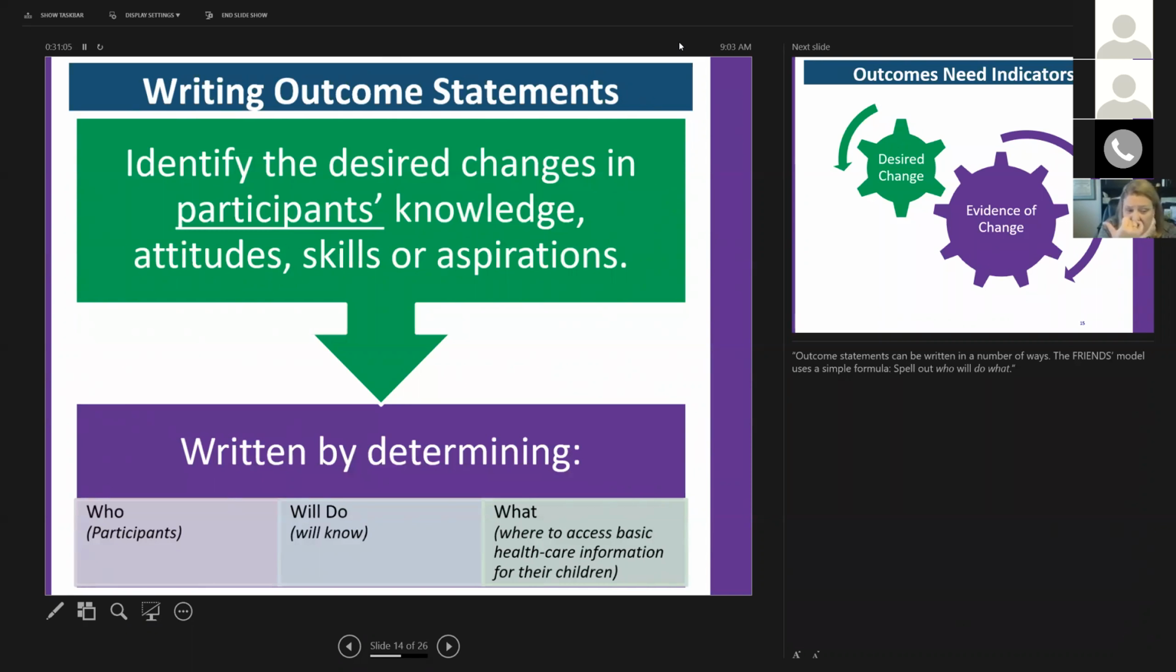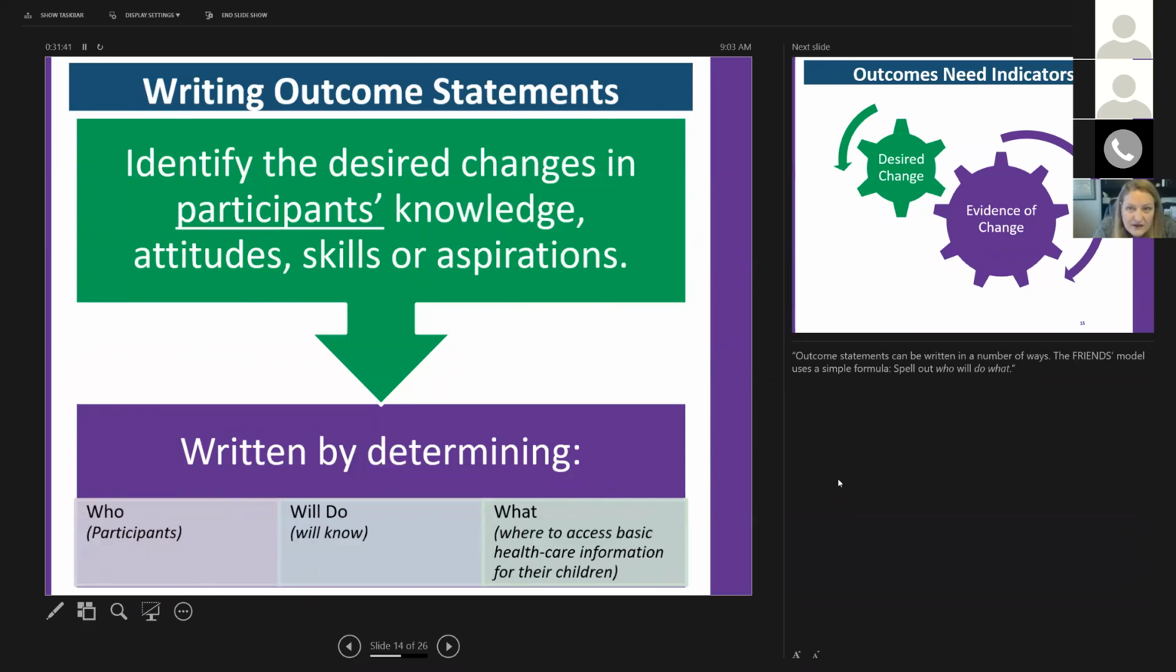So, the example here is: participants will know where to access basic healthcare information for their children. And this is where I would typically ask, is that a short-term, an intermediate, or a long-term? But of course, it's a little difficult for us to share in that piece, so I'll just give you the answer. It is a short-term, right? Because they just know where to access basic healthcare information. We didn't say they are accessing it. We didn't say they tried to use the information. We just said they know where to go. So that's a knowledge piece, which means it's a short-term.